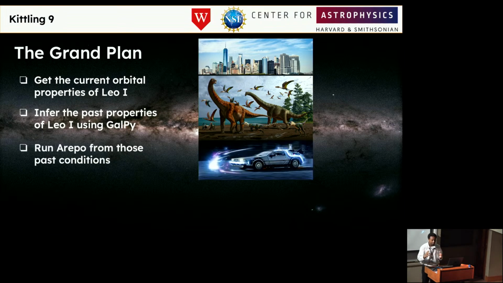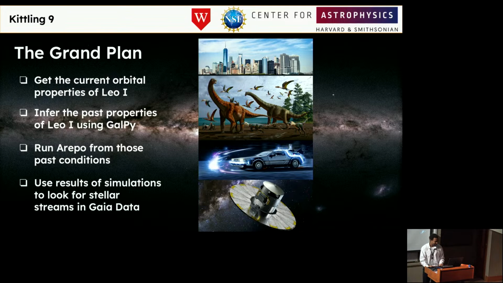From this, we can use a software called Arepo, which is an N-body simulation, to run from these past conditions back to the present day. So we're going back to the future to find out where Leo 1 is today. And finally, we're going to use the result of these simulations to look for stellar streams in Gaia data.